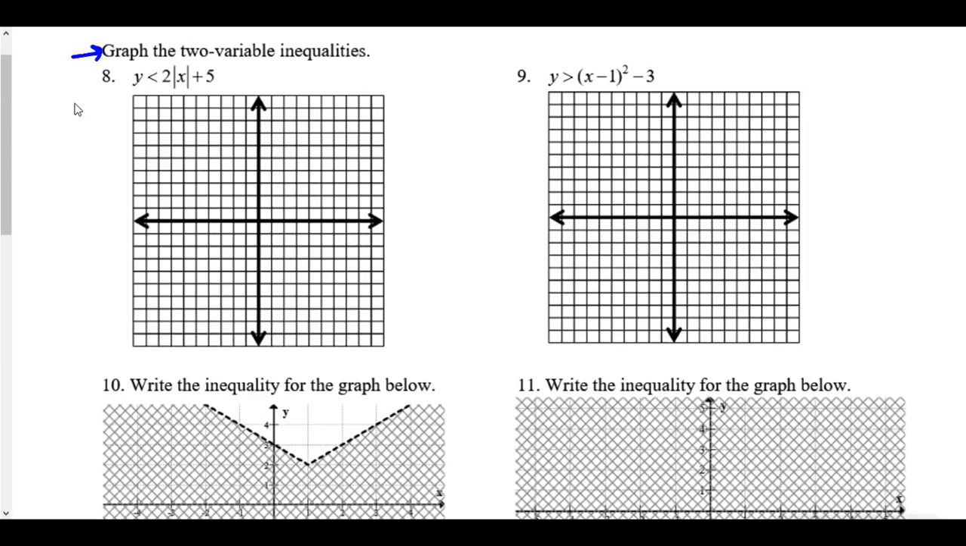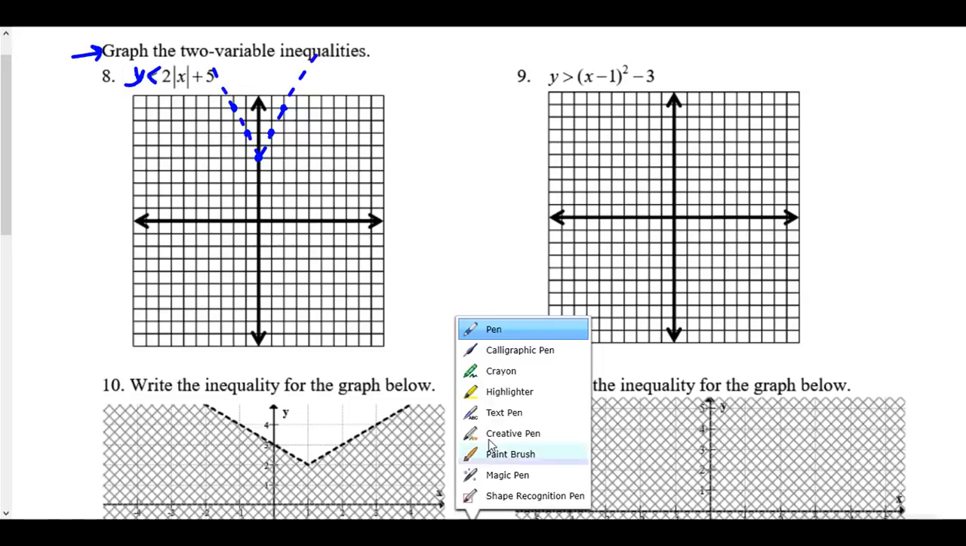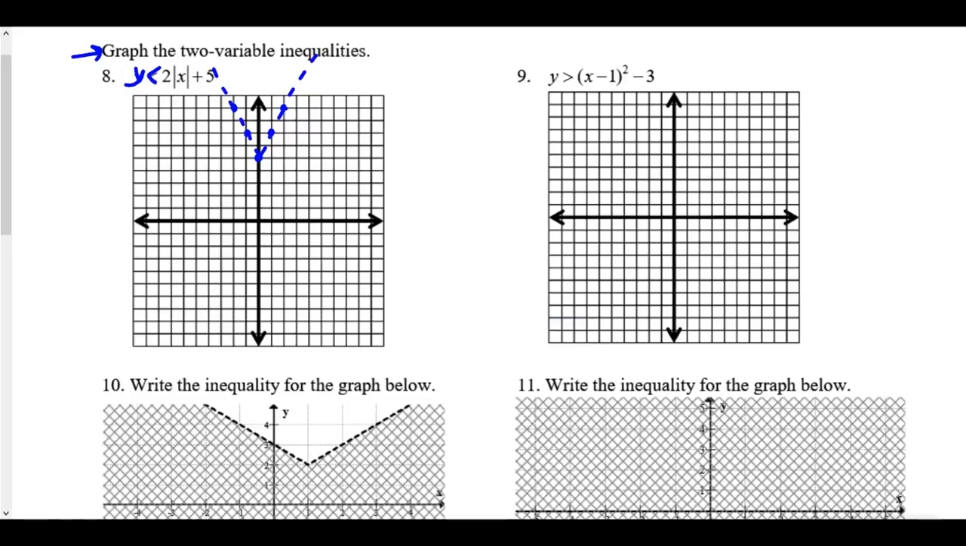So I'm going to start out for this one. I already have my y by itself. I have y is less than 2 absolute value of x plus 5. So I'm going to move up 5. And then my slope of my absolute value is going to be up 2 over 1. When I connect, I'm going to have to connect this with a dashed line because there's no equal to in the problem. And then when I shade my graph, I'm going to shade less than, so I'm going to shade down. So I pick any point on the curve and shade down, which means I'm shading this whole part out here and over here as well.